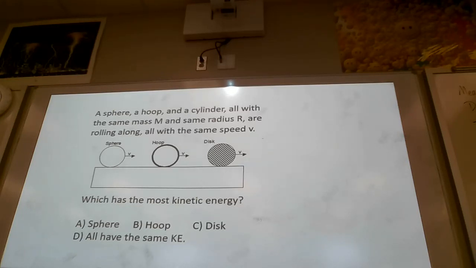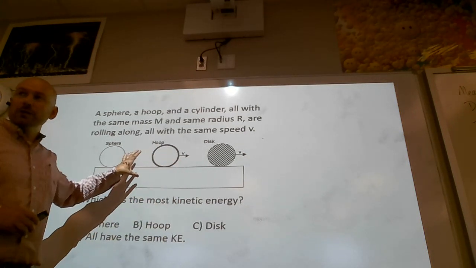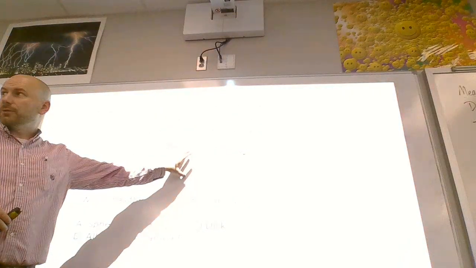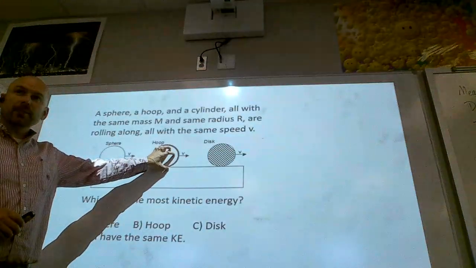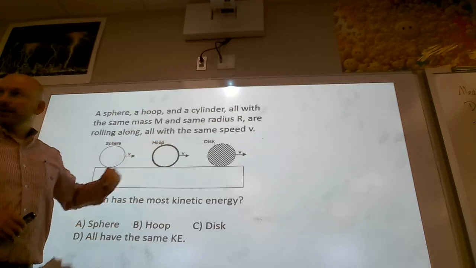Everybody good with the hoop? Okay, because it has the greatest moment of inertia. They're all rolling the same, so their translational kinetic energies are identical. But this one has a higher moment of inertia. All its mass is distributed away from the axis of rotation.